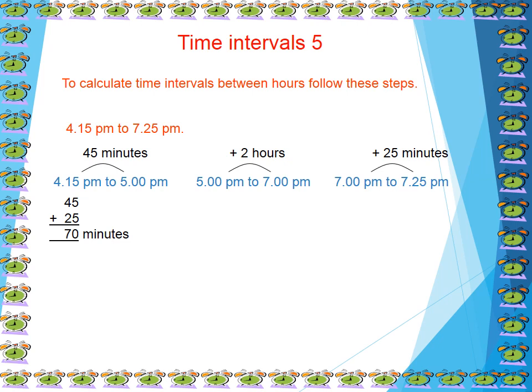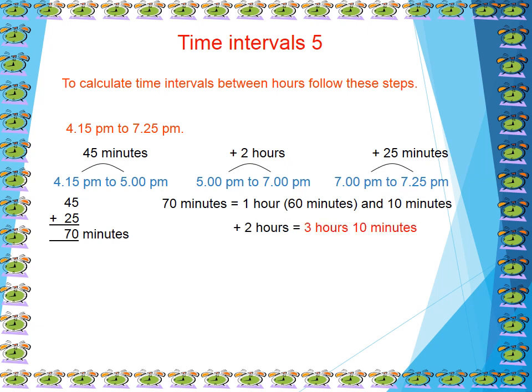After we calculate the times, what do we have to do? We will add the minutes together. 45 plus 25 equals 70 minutes, right? 70 minutes is more than 1 hour, so we will change the 70 minutes to hours and minutes. We have 1 hour and 10 minutes. Then we add the 2 hours. Remember, from 5 to 7 we have 2 hours. So 1 hour plus 2 hours equals 3 hours and 10 minutes.